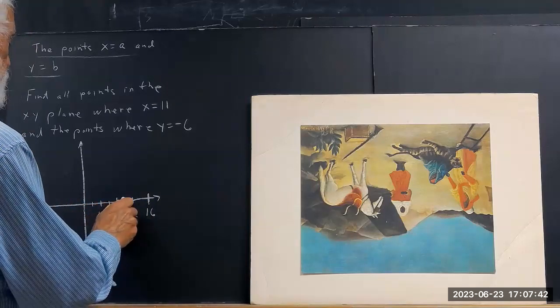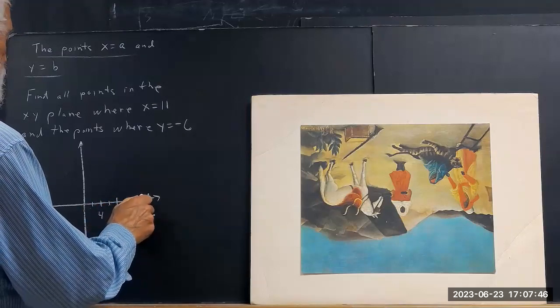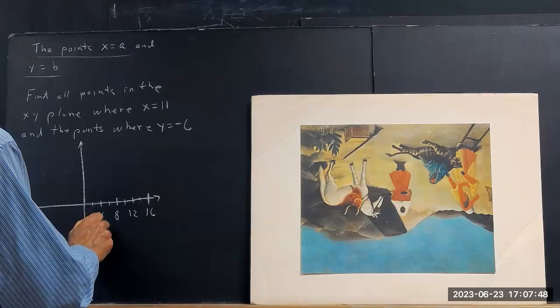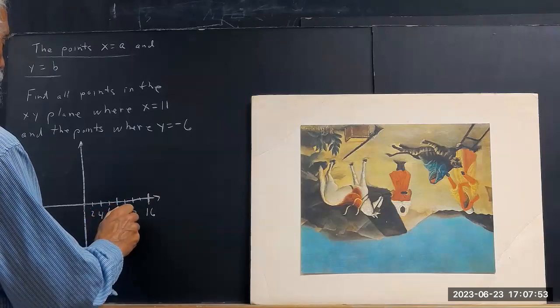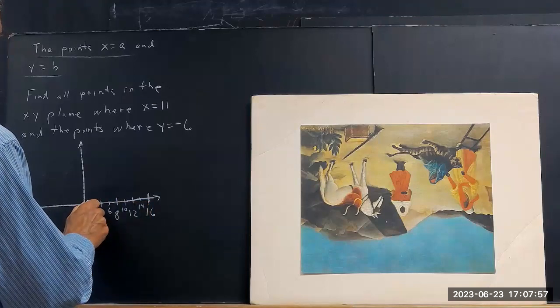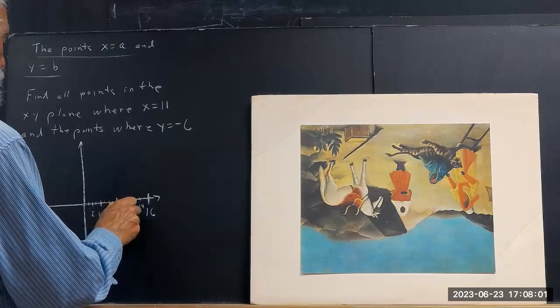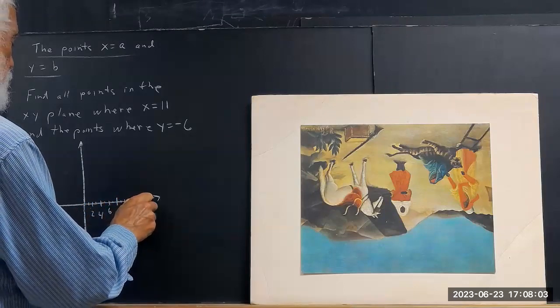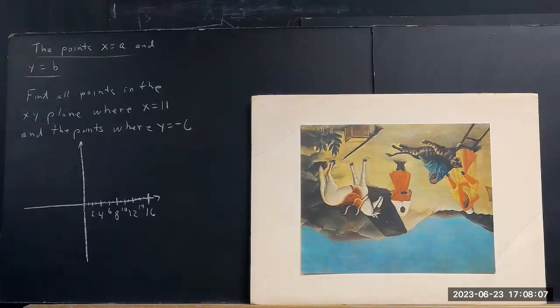And then here we have 2, 6, 10, and 14. Okay, and then I can draw little tick marks in between to indicate the odd numbers. So there we have it.